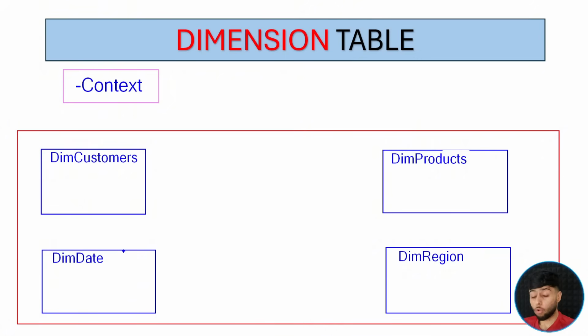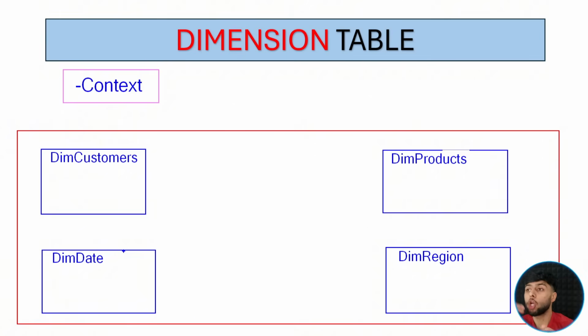Yes. So now we have separated our data based on the context. So in dimension, we just create a dimension table based on a context. That's it. That's the simplest definition. It holds the context on which you want to perform aggregations.